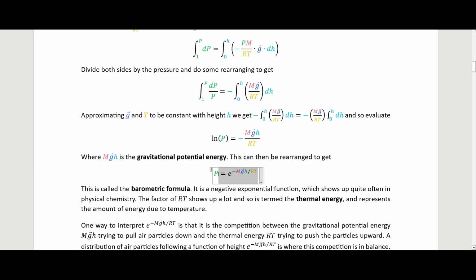And this is an important result here. This is called the barometric formula. It is a negative exponential function, which is because as we go up in height, the pressure of the air is going to reduce.